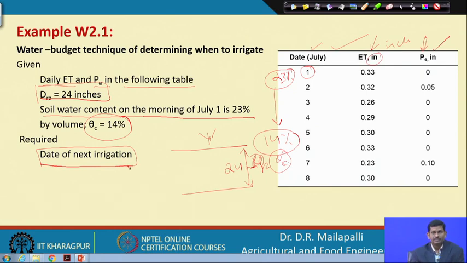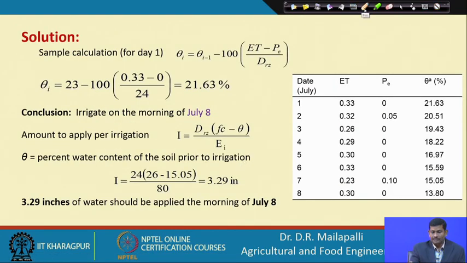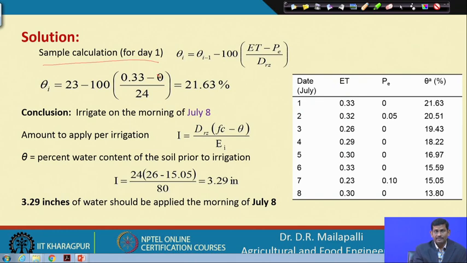This is the question. You have a table of data, the root zone depth is given, the initial soil moisture is given, and the threshold moisture content theta c of 14% is given. Based on this data, when is the irrigation needed? The solution here is the sample calculation for day 1.